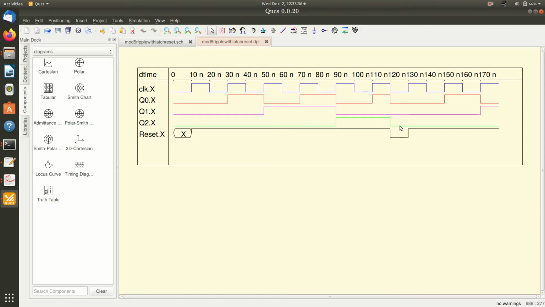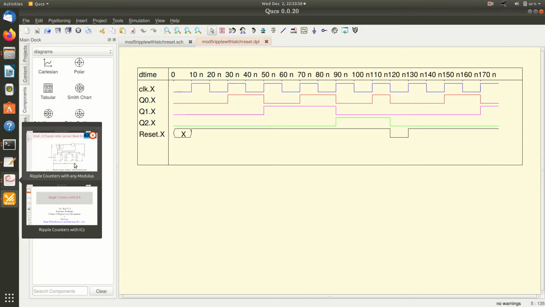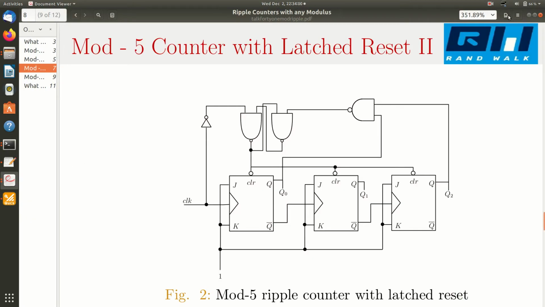So here you can see that all flip-flops are cleared. It counts 000, 001, etc. So this way I can avoid a false resetting. You can clearly see the reset signal that stays low for half the clock duration. So this way I solve the problem of false resetting.